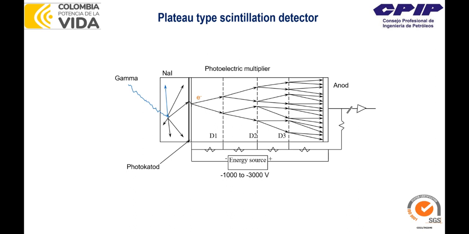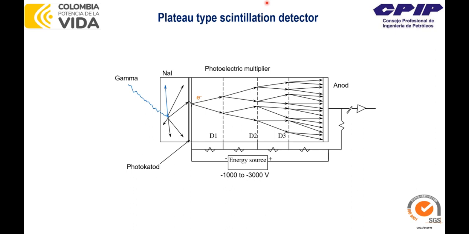So let's look at the scheme with a simple explanation. This Plitau type of detector, which is normally used in the MWD tools, consists of a thallium-doped natrium crystal optically coupled to a photomultiplier tube. Let me show. So this is the photomultiplier tube.